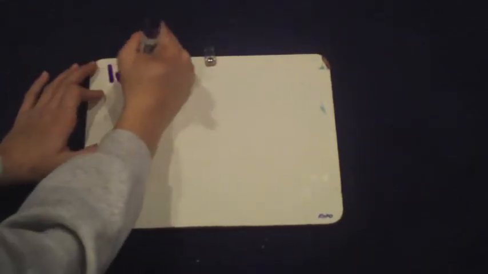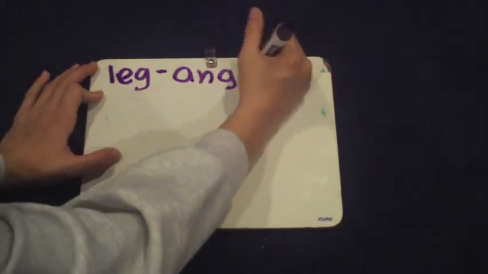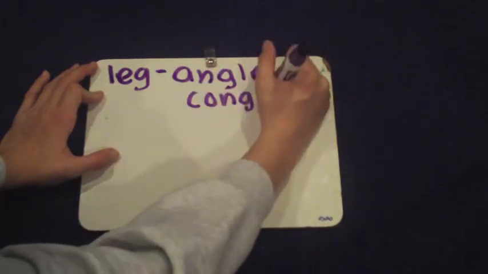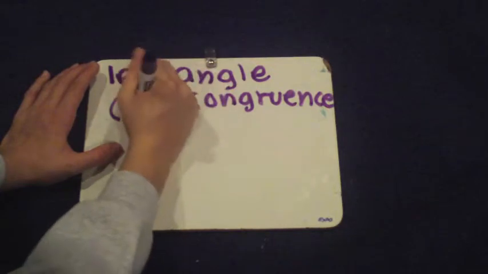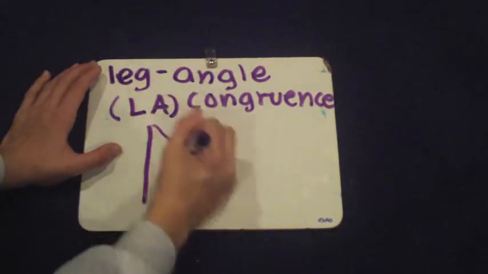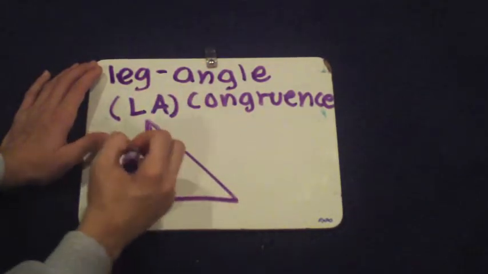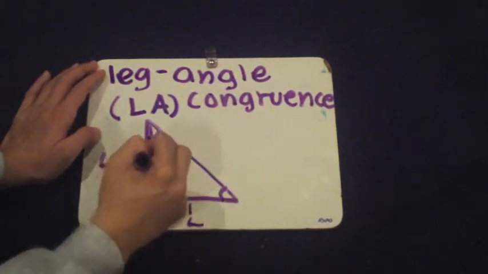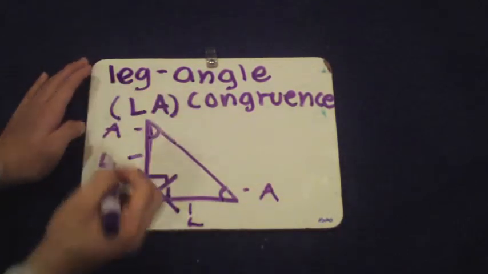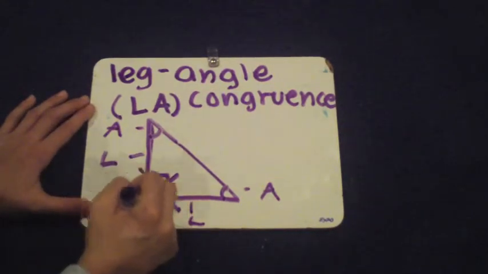The third postulate is leg-angle congruence, LA. If one of the 2 legs of both the right triangles are congruent, and one of the angles that is not the right angle of both the triangles are congruent, then the 2 right triangles are congruent. Remember, don't include the right angle as an angle for this postulate.